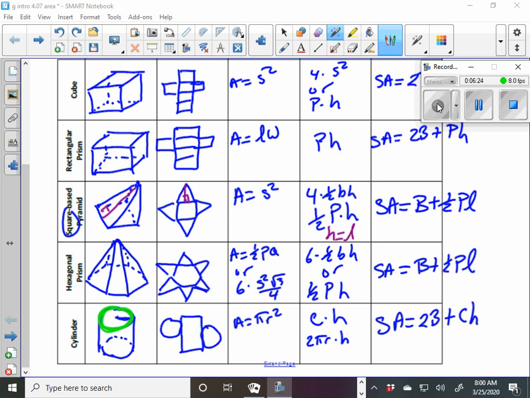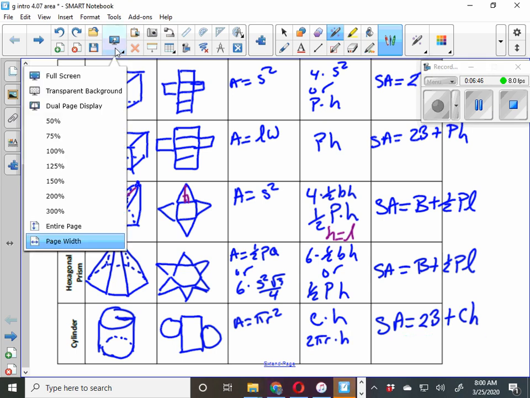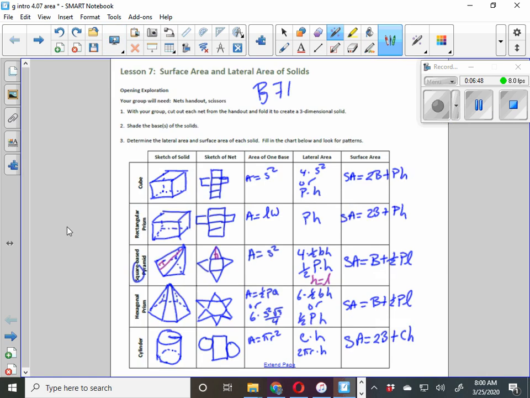Plus 2 circles, a base, top and a bottom, right? So area of the base is pi r squared. You can go circumference times height or pi r squared times height. Your formula for the surface area of a cylinder is here. Now, you guys, you need to write down all of these formulas and have them with you as you're working through these problems.